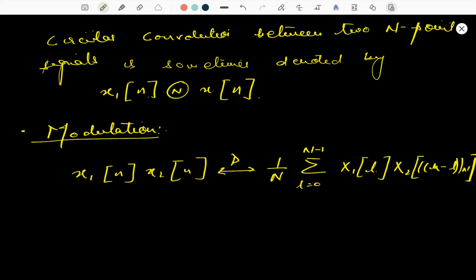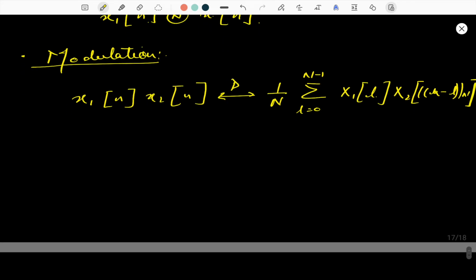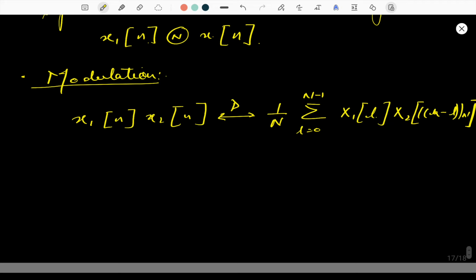Okay, so these are some of the properties. Properties like linearity are very easy to prove, but the properties involving time shifts can be quite confusing notationally, otherwise these are simple. So let's take an example.